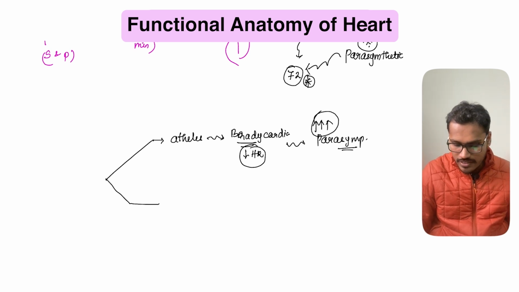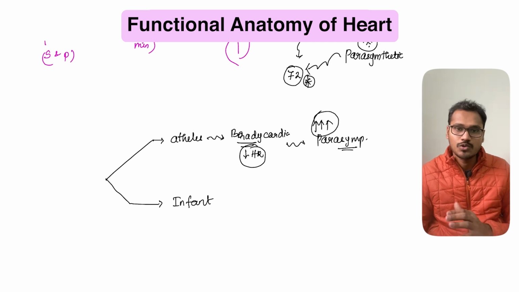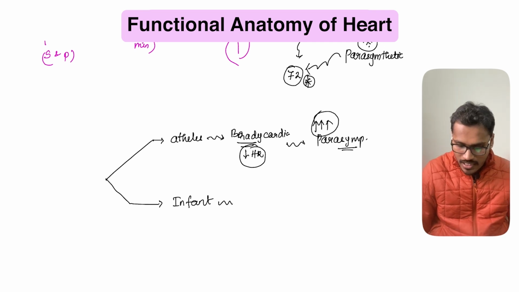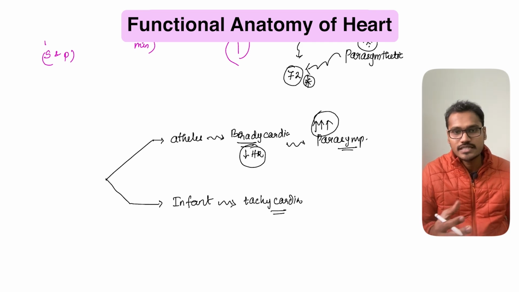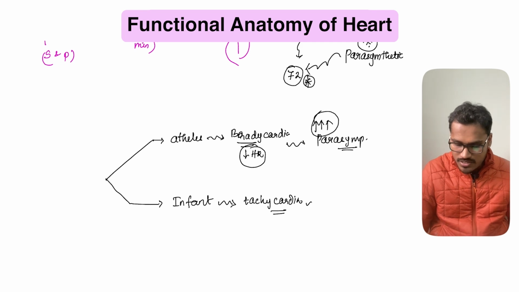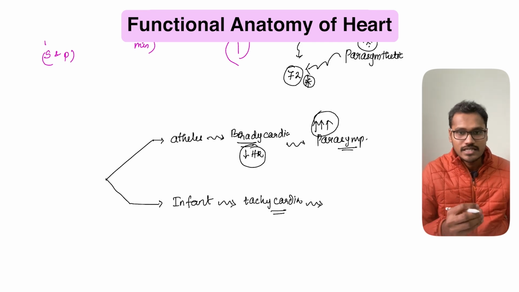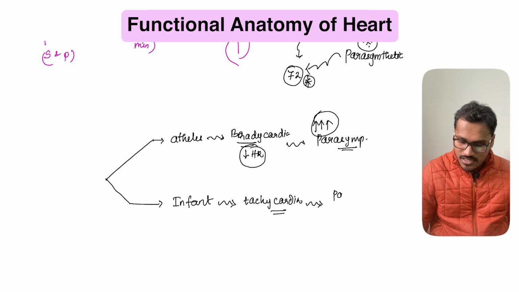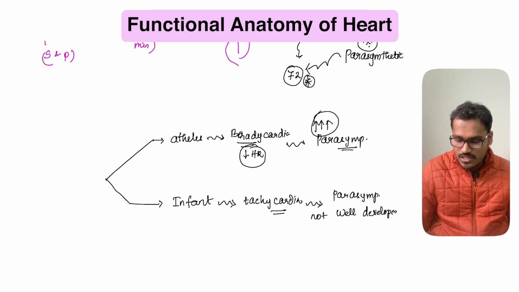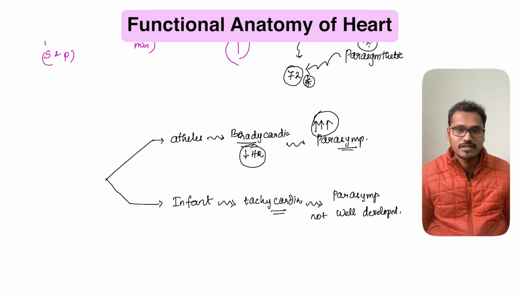Whereas in the case of infants, naturally their heart rate is more than 100, and they have tachycardia at baseline itself. It is normal for an infant, but when you compare it with adult rates, it is tachycardia. And the reason is that in infants the parasympathetic system is not well developed, because of which the infant is going to have a higher heart rate.